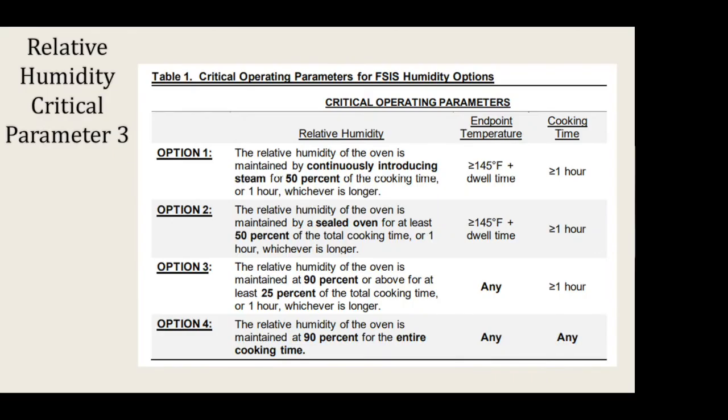Okay, as for relative humidity, this is the critical parameter number 3 in Appendix A. A facility has 4 options to choose from if following these parameters. I would recommend pausing the video here to review these options. Note that option 1 and 2 on this slide may be used only if the endpoint temperature is greater than 145 degrees Fahrenheit. For thermal processes where the endpoint final temperature is less than 145 degrees Fahrenheit, you must use option 3 or 4 on this page.